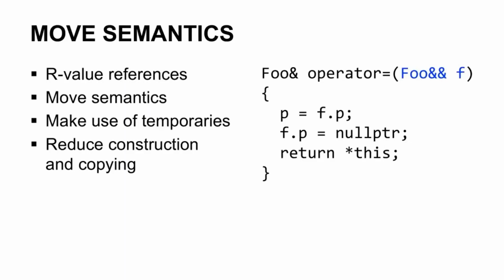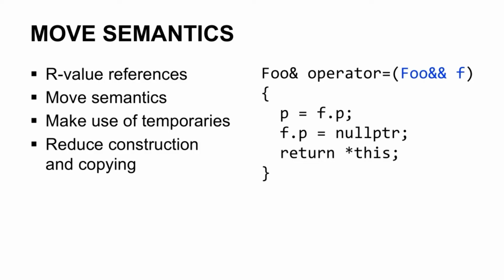The introduction of R-value references and move semantics has greatly improved our ability to write efficient code because it is no longer necessary to copy data out of temporary objects. Temporary objects are often passed as arguments to copy constructors and assignment operators, and being able to overload on R-value references means that we can write more efficient classes.